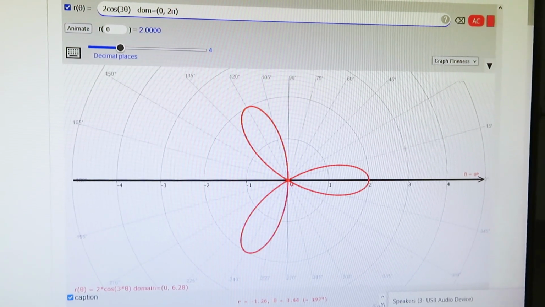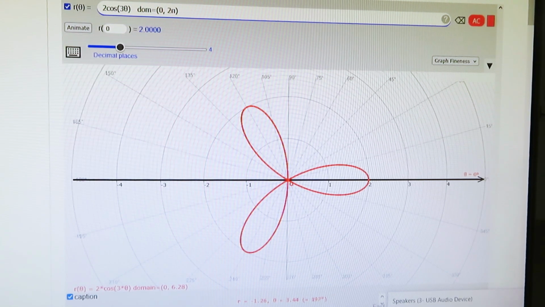Now we're looking over here at this online software graphing tool. I'll give the credit in the video.